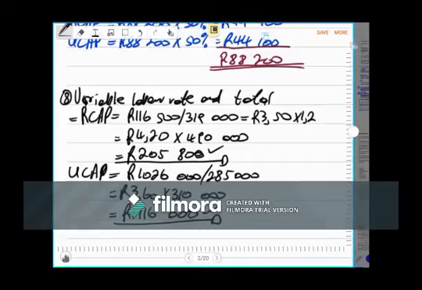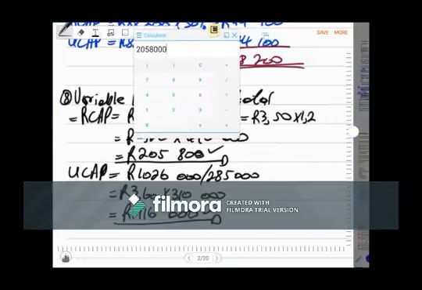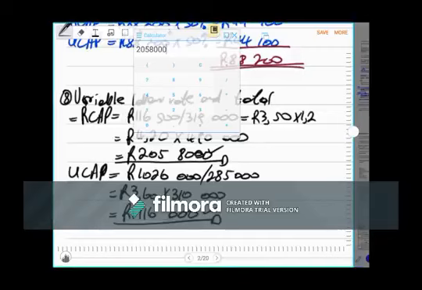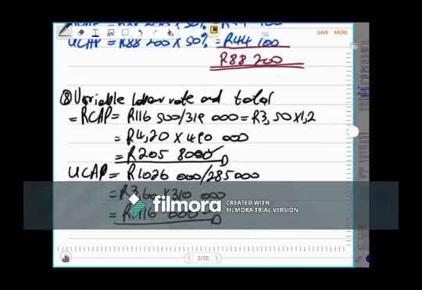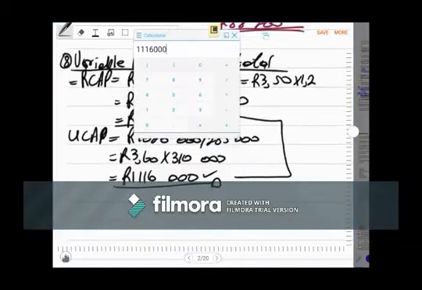Then now we proceed. Let me confirm this card. 2,085,000 or 2,080,000. Yeah, that is the third zero there. This one was 3.60, times this by 310,000, 1,016,000. Okay, just to confirm the accuracy of the figures. So this will be the variable labor, and I can add these two together.